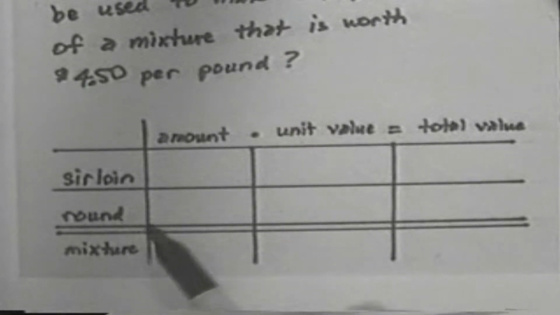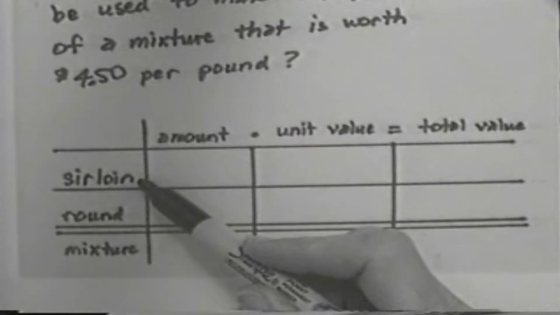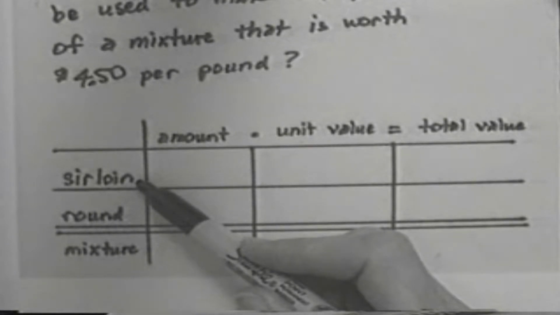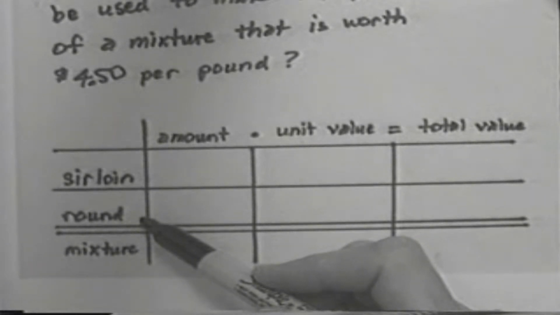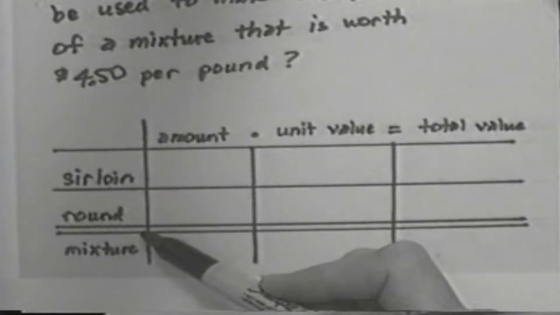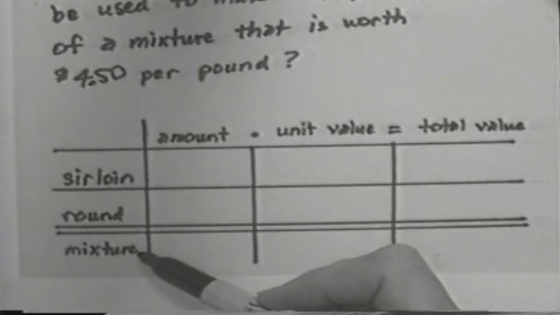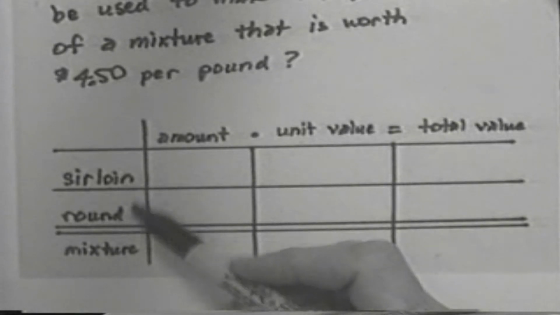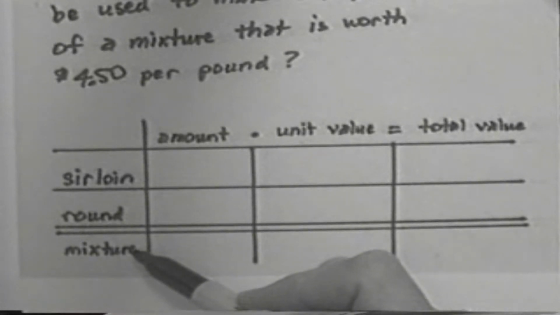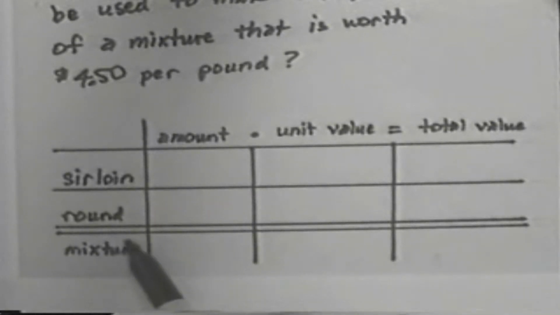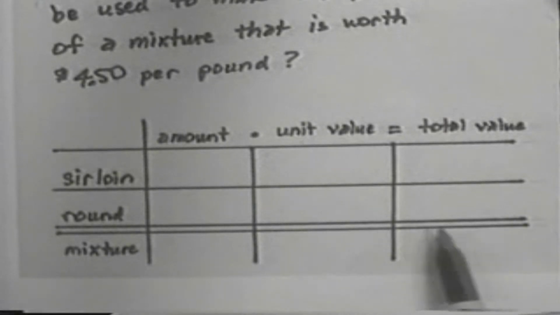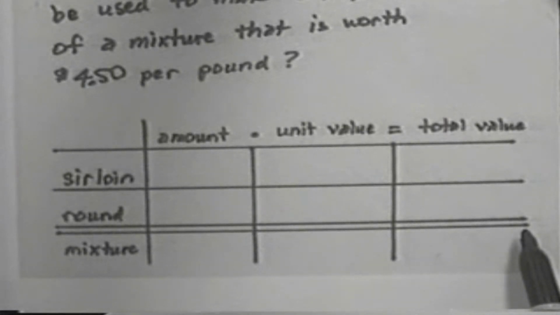That means that the headings on the side are sirloin for the first row, round for the second row, and then below the double line we have the mixture. Since we're putting together the sirloin and round to make the mixture, it's like a total, and it follows the double line, which is like a great long extended equals mark to help us notice where the equals mark will be in our equation.